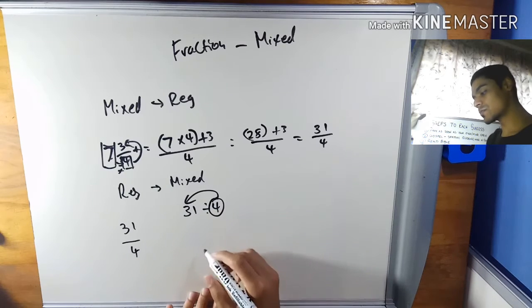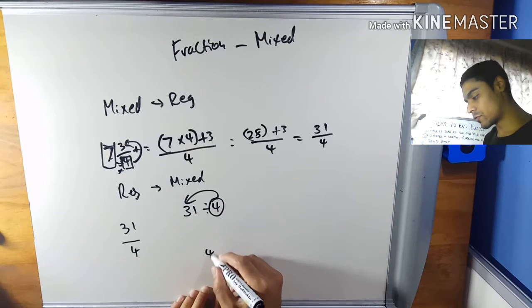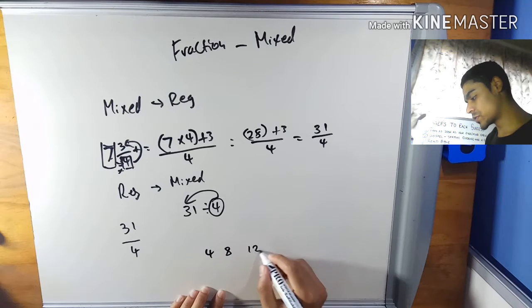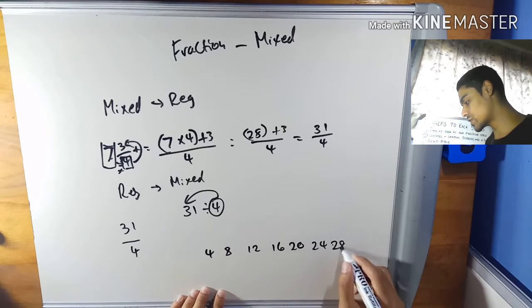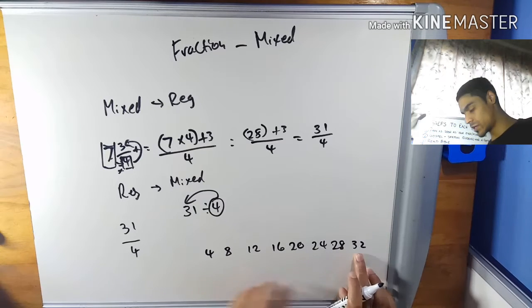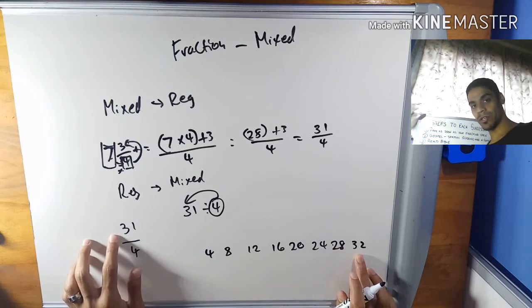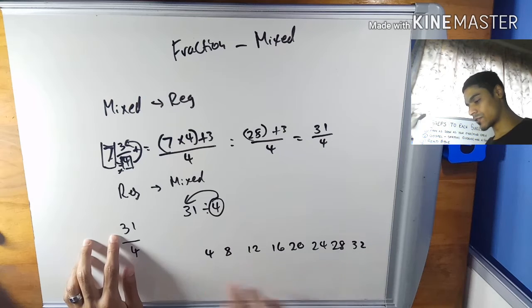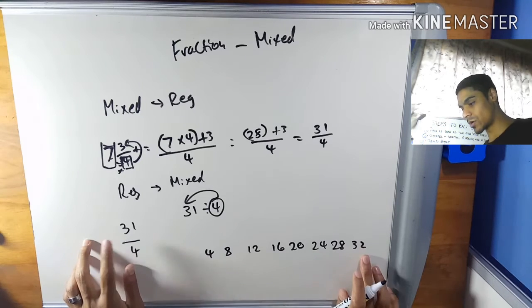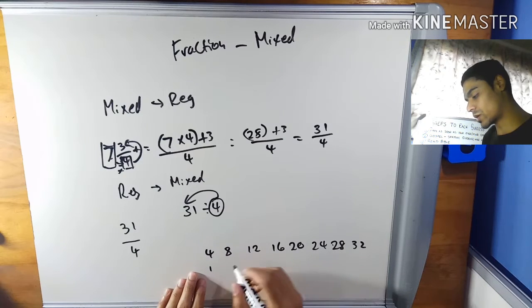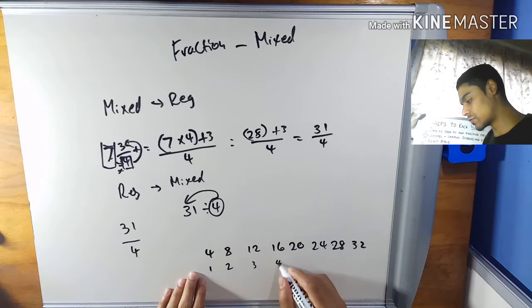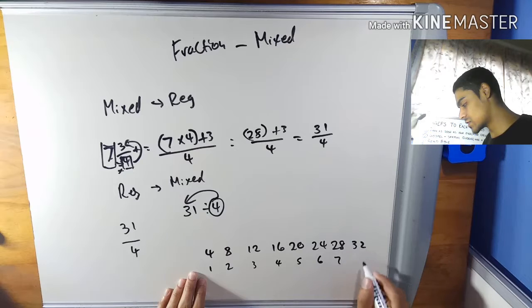To find that, let's write down the multiples of 4: 4, 8, 12, 16, 20, 24, 28, 32. 32 is suddenly bigger than our numerator of 31, so it cannot fit into our numerator. Let's find out how many times this is: 1, 2, 3, 4, 5, 6, 7, 8.